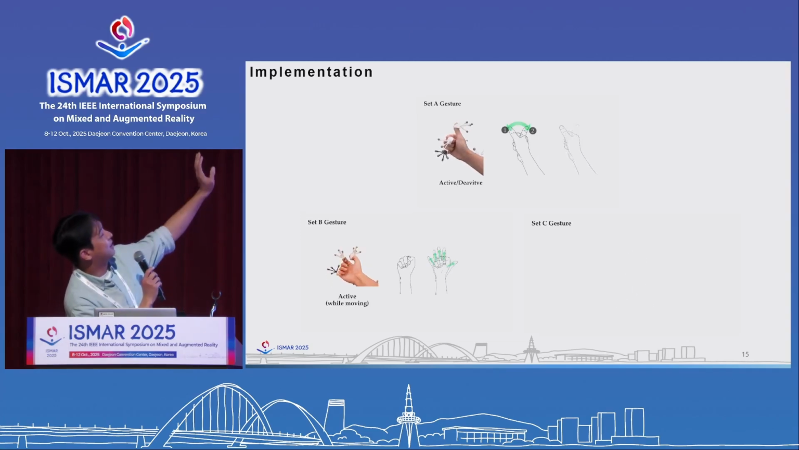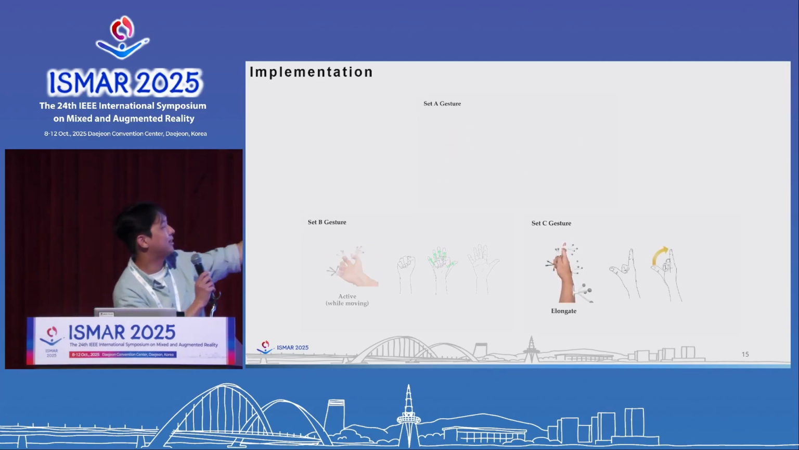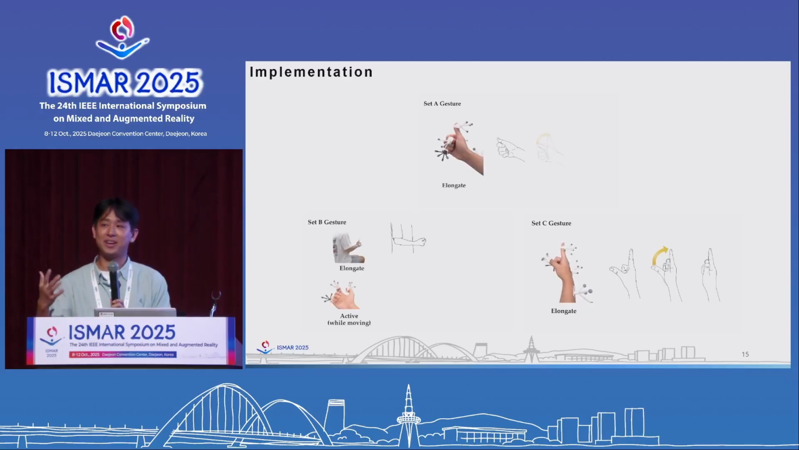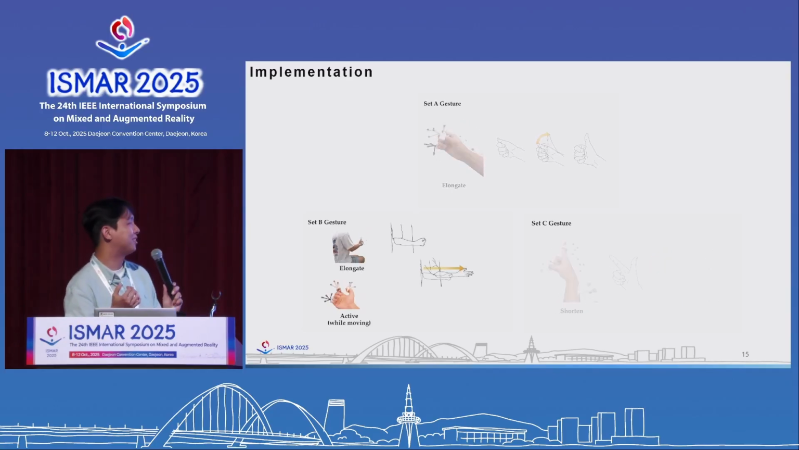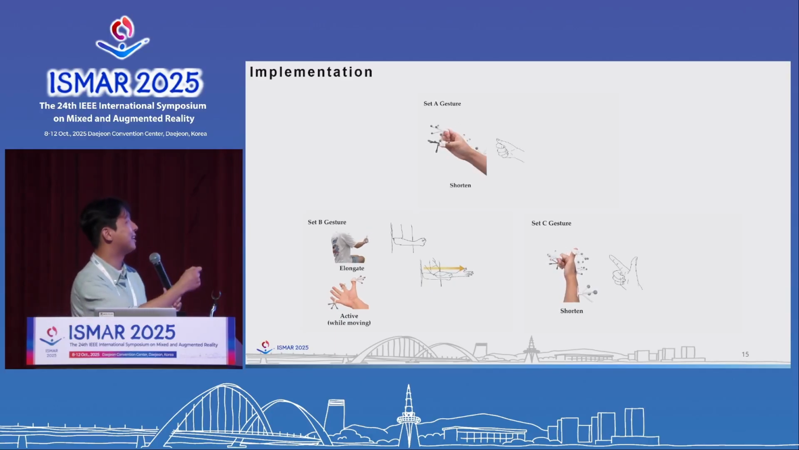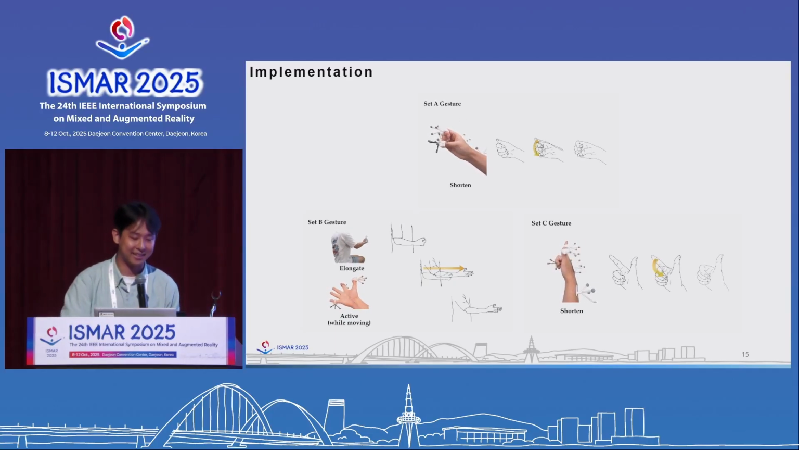So the top one is set A, the left is set B, and the right is set C. As you can see, we attach the optic tracker, and then you can see clearly how we can control using these 3 different sets.